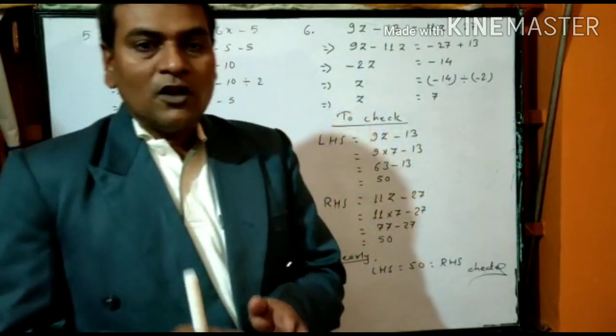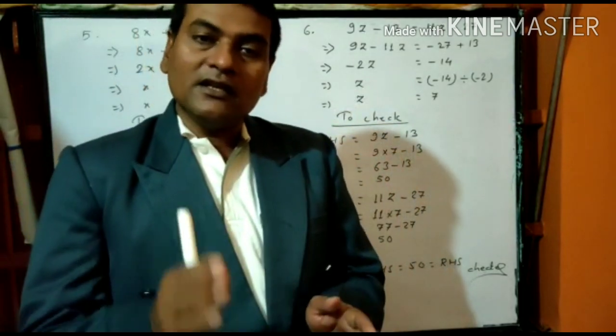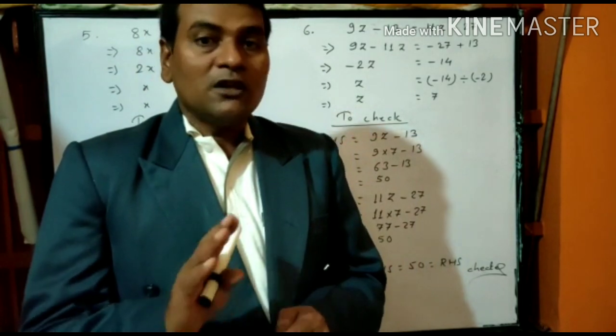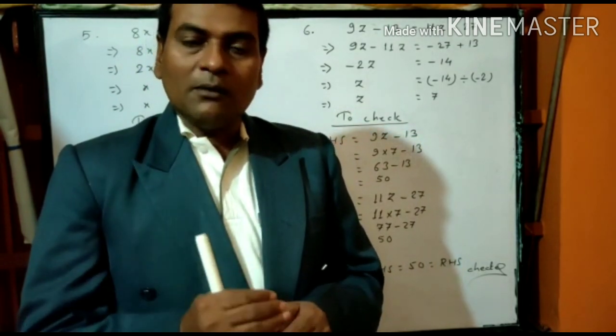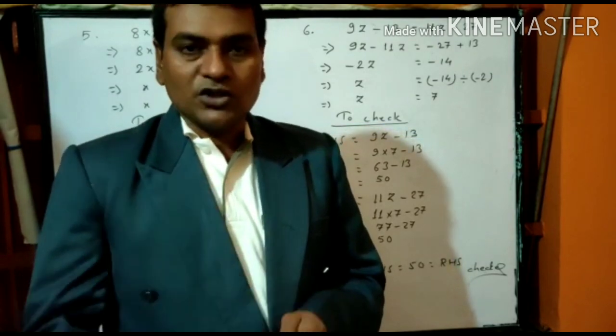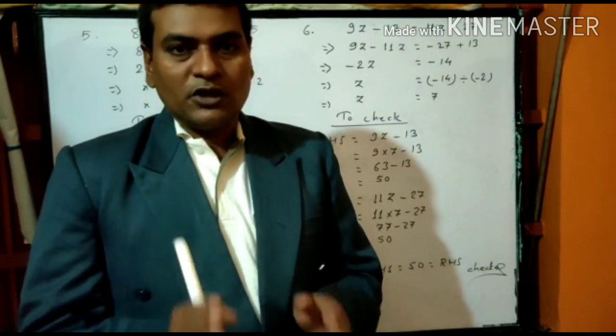Always remember, when the number of negative signs is odd, their product and quotient both will be negative. And when the number of negative signs is even, their product or quotient will be positive.